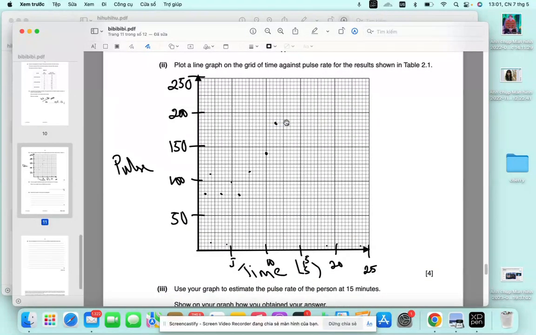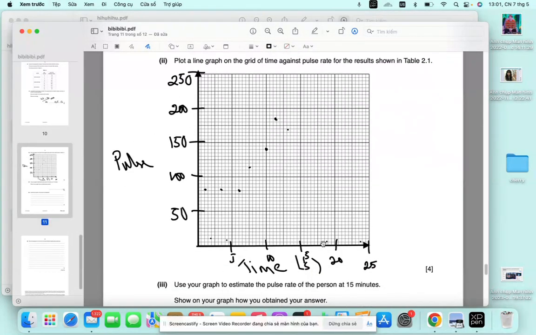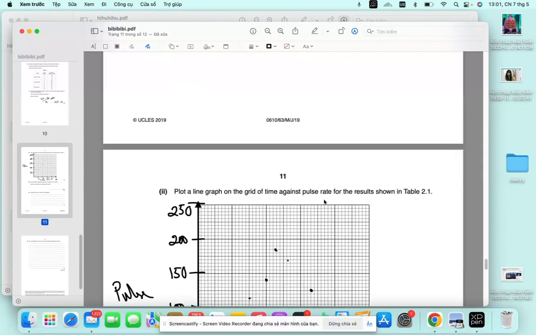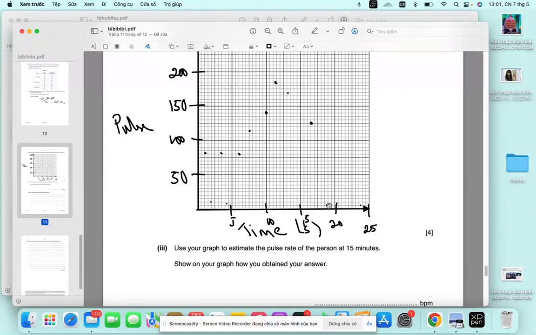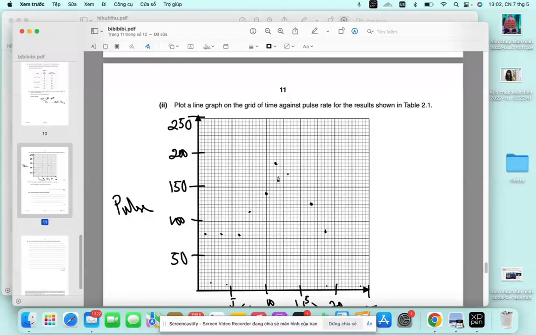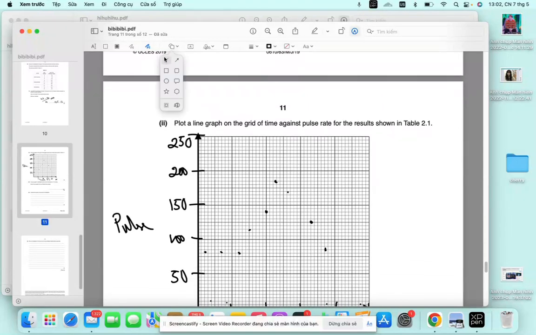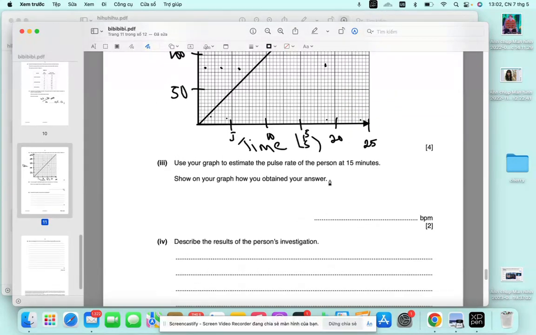This is going to be taller than this. 16 is 122. And 18 is 94. Plot a line graph. Okay, we're gonna plot a line graph that goes in between all these. Looks more like a scatter graph to me, honestly.